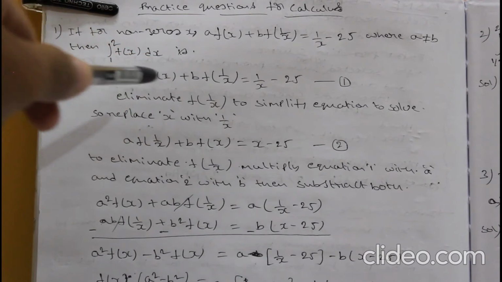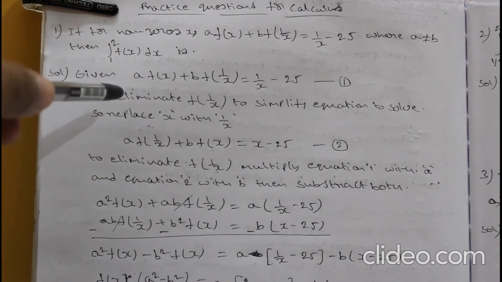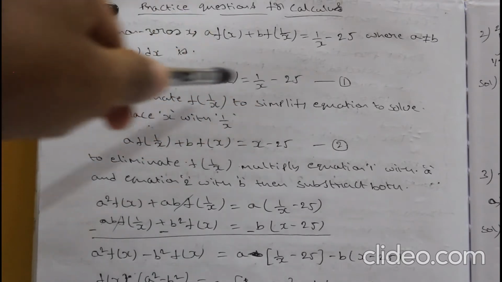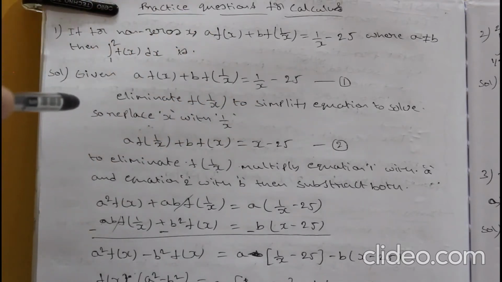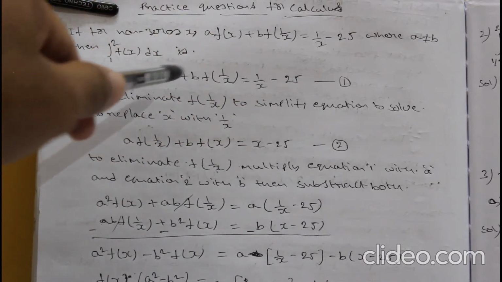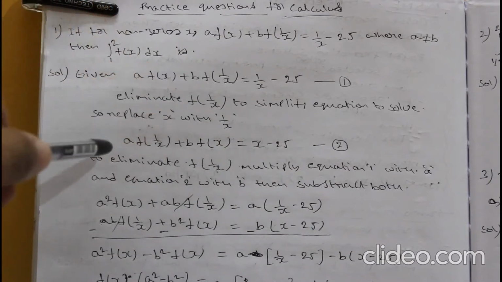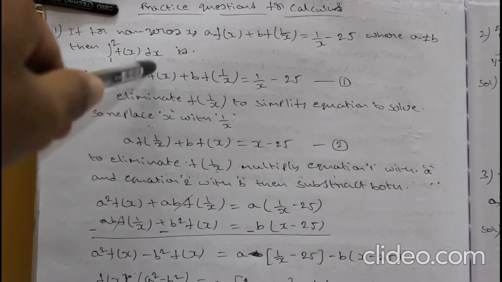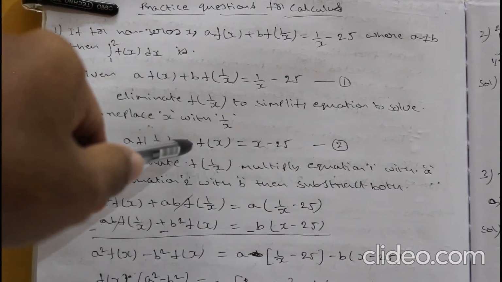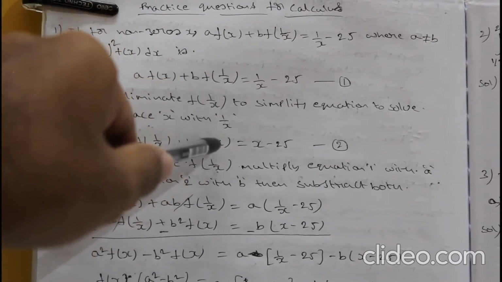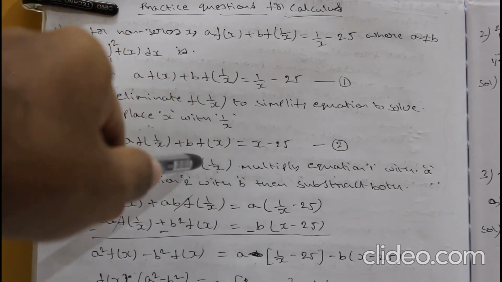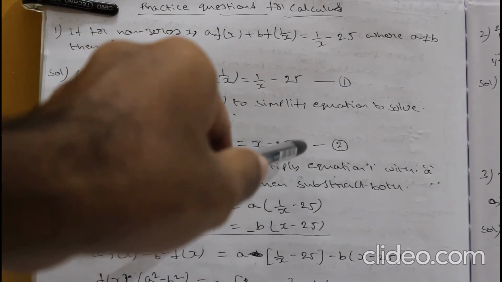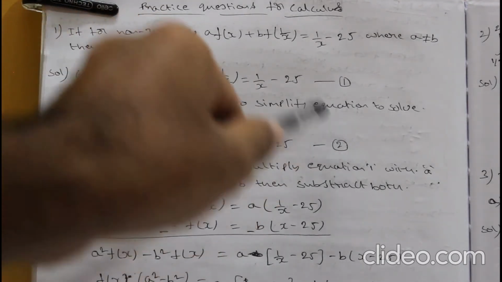So do one thing. In order to do that, we have to get another equation. Replace x with 1 by x on both sides of the equation. After replacing x with 1 by x on both sides, the equation will become a into f of 1 by x, this will become 1 by x, so f of 1 by x plus b, 1 by x becomes x, so b into f of x is equal to 1 by x becomes x minus 25, and take this as equation 2.